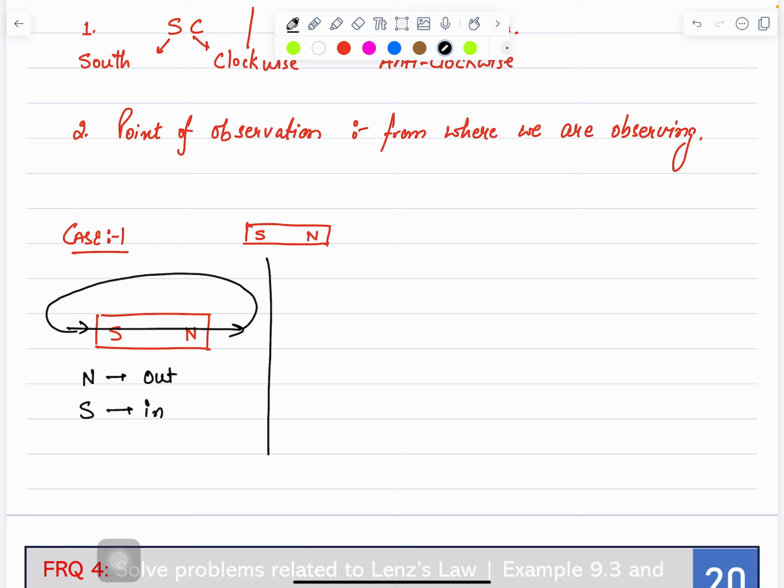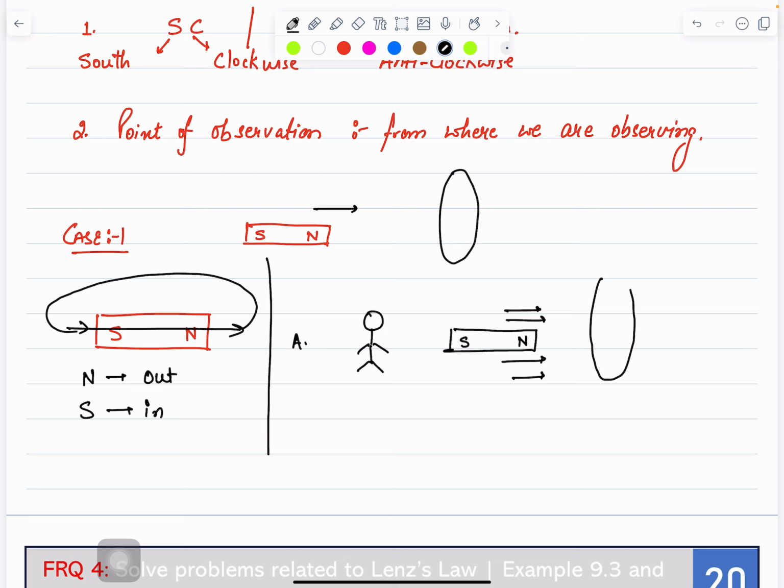Okay, let's move to the question. Let's say there is a circuit and this north is going towards it. Now you need to understand a few things. First thing, let's say part A. This is your observer who is observing all these things, and this is the magnet. Here is south and here is north. What is the direction of the magnetic field? This, yes or no? Okay, and this is your circuit.